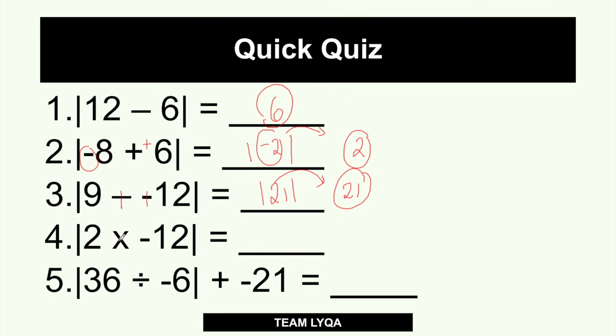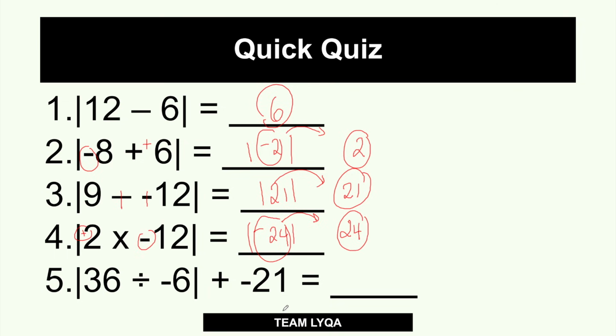Okay, next. 2 times negative 12. So, ang 2 times negative 12 is negative 24. Kasi, when you're multiplying numbers with different signs, okay, magiging negative yung sagot. Kaya lang, dahil absolute value siya, ilalabas mo siya, this will become 24 na lang.